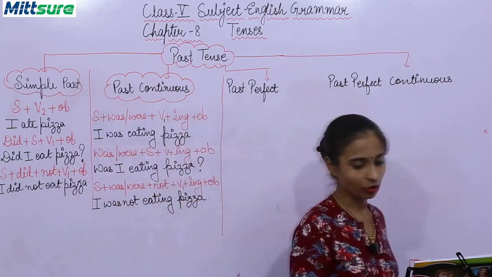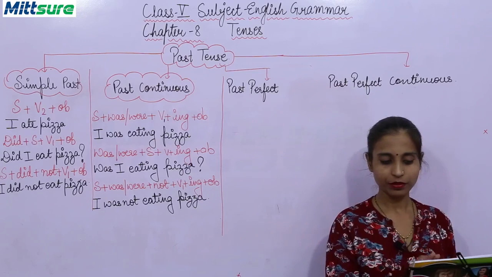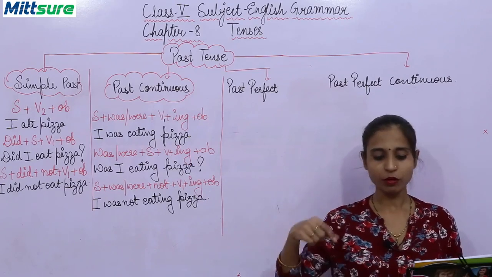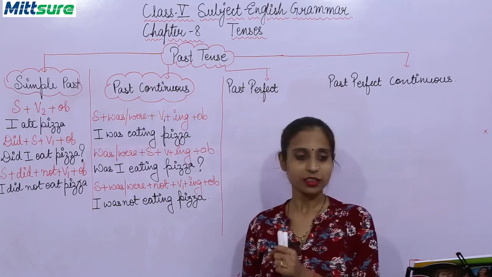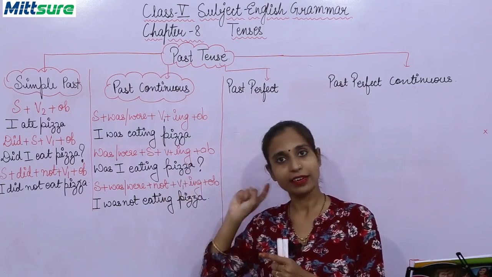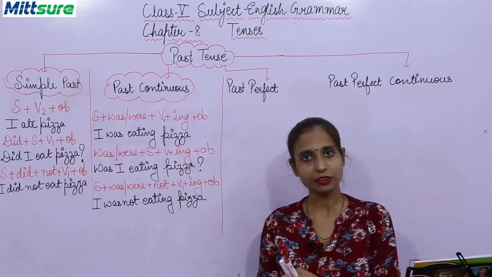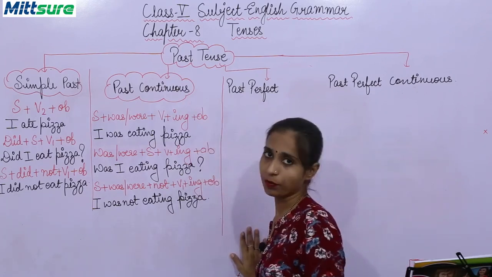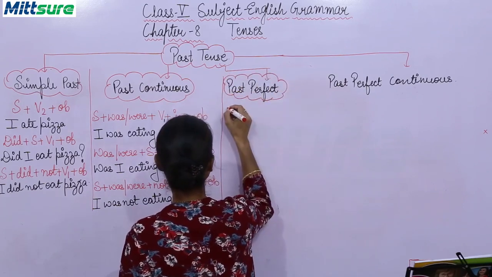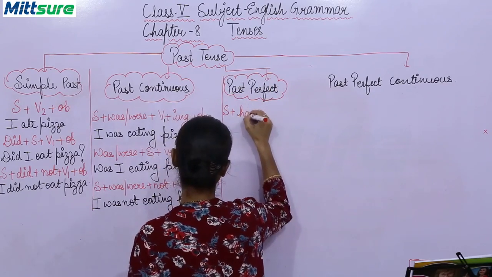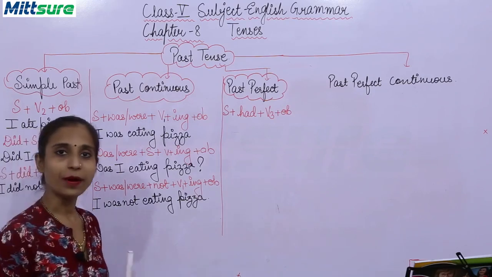Just see over here. Present perfect, to show an action that has just happened. Past perfect, for an action taking place before a certain time in the past. For example, I had just shut the door when the doorbell rang. At the time when the doorbell rang in the past, at that time I had just shut the door. Now let us see the formula for past perfect tense. Subject plus had plus verb in the third form plus object. This is the formula for past perfect tense.